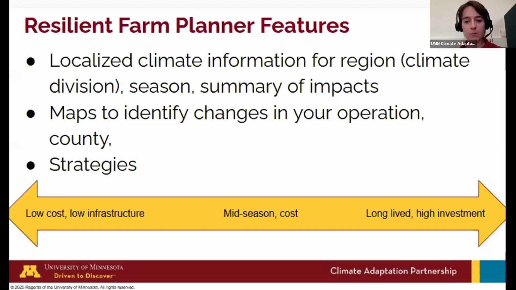I wanted to talk just a little bit more about what strategies are in the tool. So we've really tried to have a range of strategies available. Those ranging from low cost, low infrastructure plans that are easy to develop and deploy within 6 months to a year, such as having a farm safety plan if you're going to be working in warmer and increasingly erratic conditions. We have strategies related to mid-season, mid-cost strategies such as introducing cover crops, working with residue, dealing with weeds in a drought or in a wet year. And then we have strategies relating to long-lived high investments, such as drainage or new equipment required for reduced tillage.